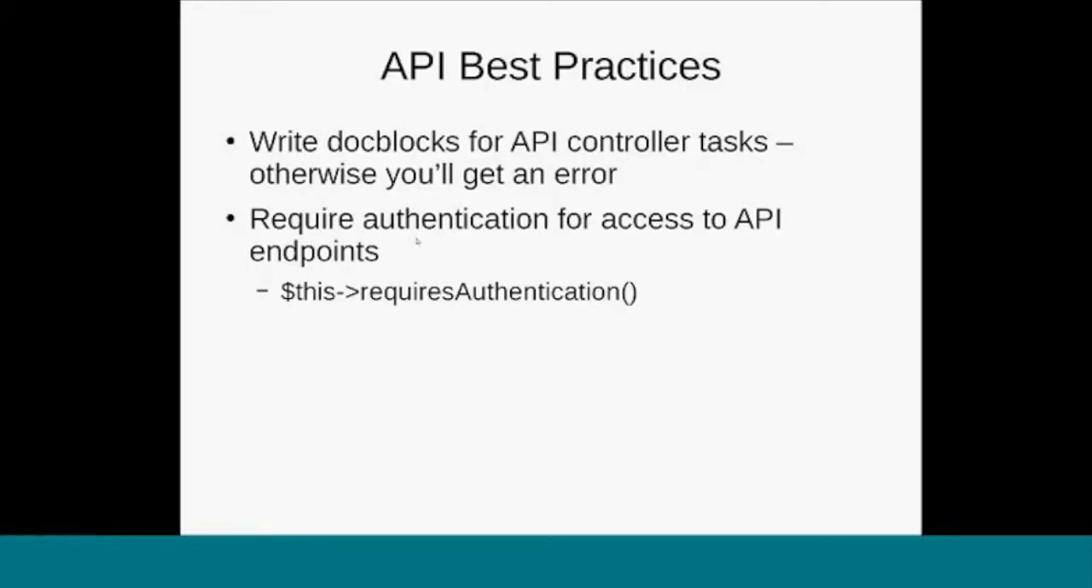Some best practices when creating an API endpoint is to write doc blocks for all your API response handling functions. Otherwise, you'll get an error. So it's just good practice to document what your endpoint is expecting and what it returns. And like I was saying earlier, another good thing to do is to require authentication. If you invoke this function, requiresAuthentication, in your controller's endpoint, it'll make sure that the request it's responding to has an access token.